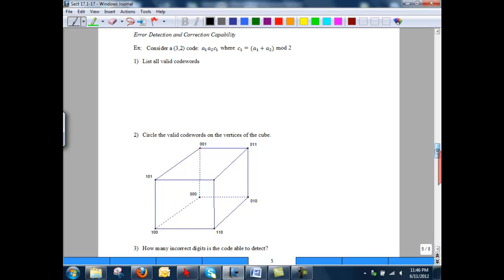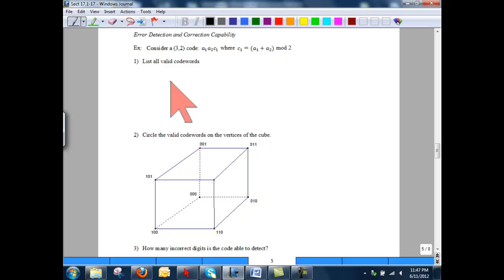Let's talk now about the error detection and correction capability of a code. Let's look at a really simple example, a so-called 3-2 code. So remember, the 3 means that there are 3 bits in a complete code word, and the 2 means that 2 of those are message bits, which means that the remaining bit is a check bit. And here's how this code is supposed to work. The check bit will be A1 plus A2 mod 2.